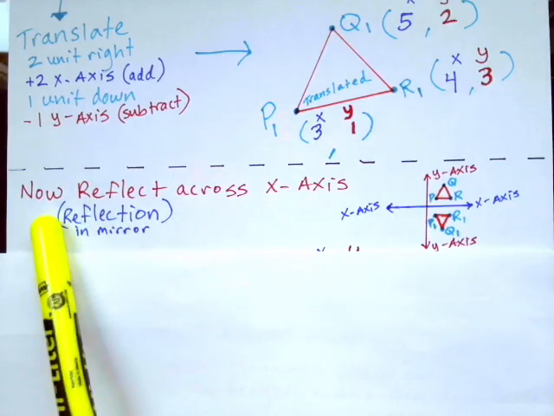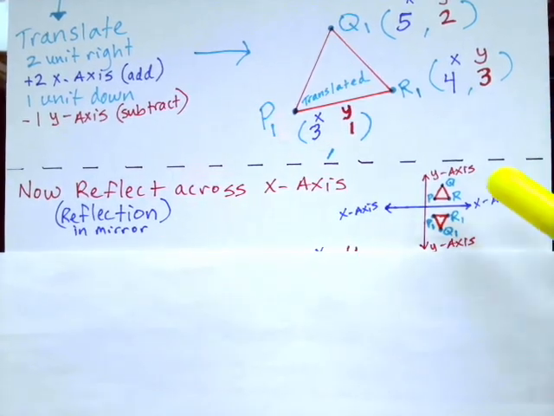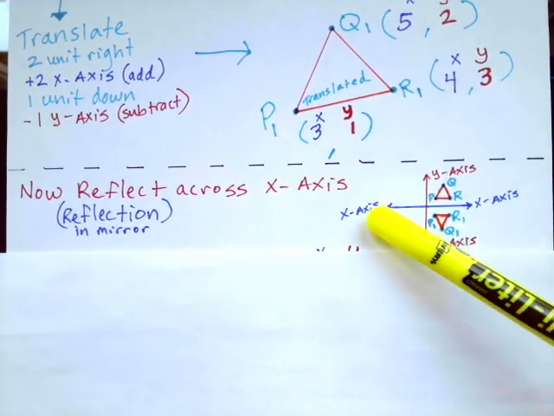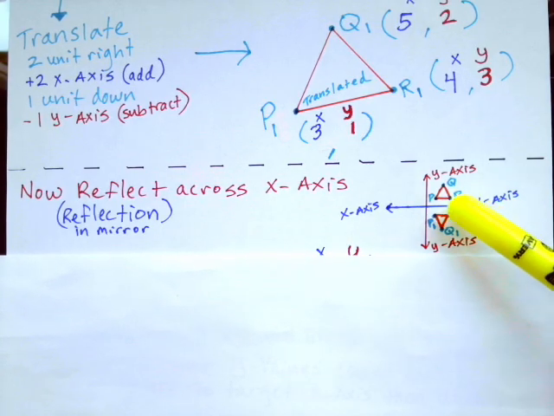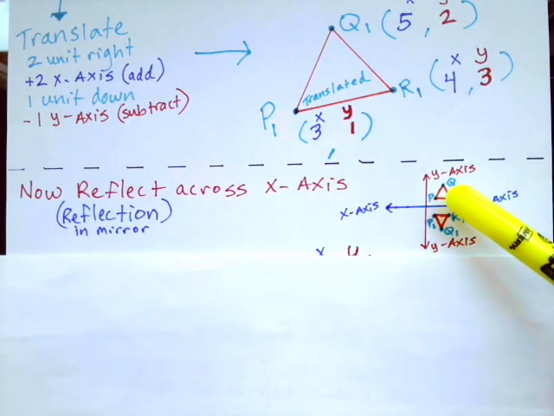Reflection is a mirrored image, right? So here I just drew a generic X and Y axis. And I want to show you P, Q, and R, this is not drawn to scale, it's just an example, will be reflected across the X axis, like a mirror image.